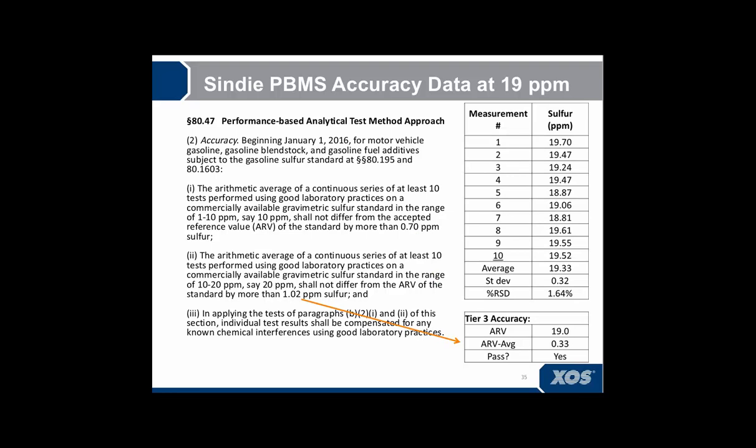Then again, for the second piece of the accuracy testing, you do the same piece of testing with a sample that's between 10 and 20 ppm. And the sample we used here was a 19 ppm sample. That was an average of 19.33, so the difference was 0.33, which passes.